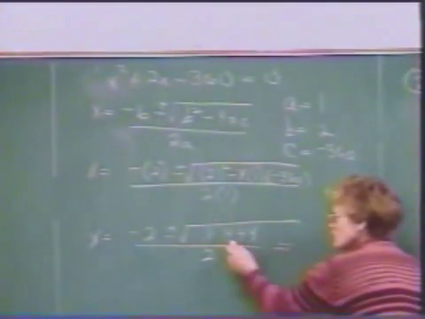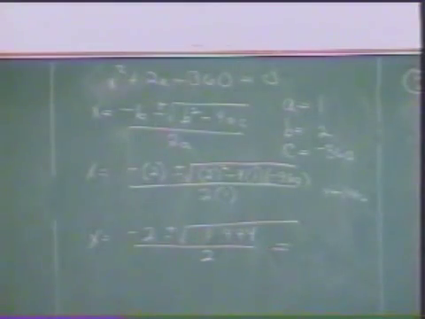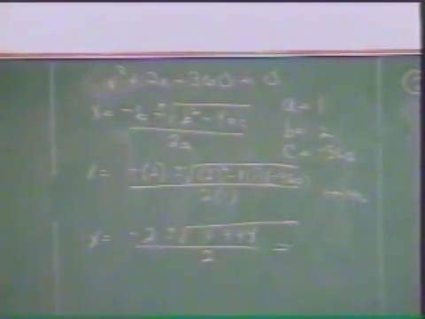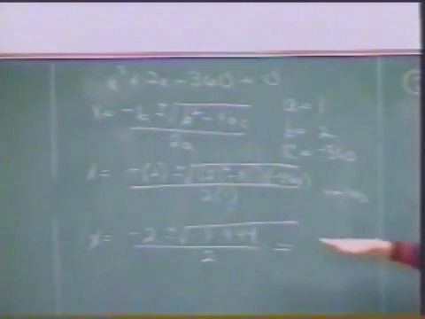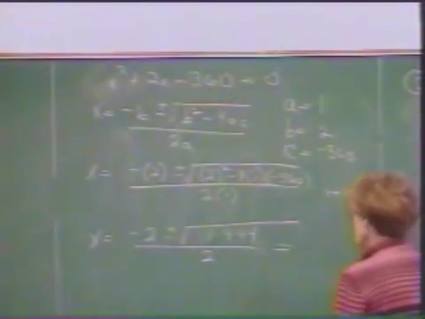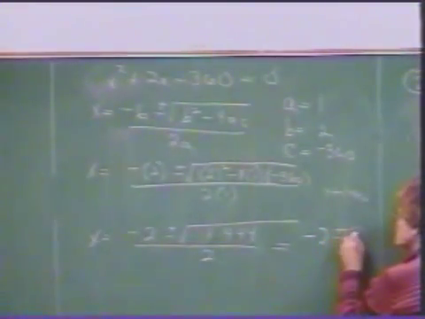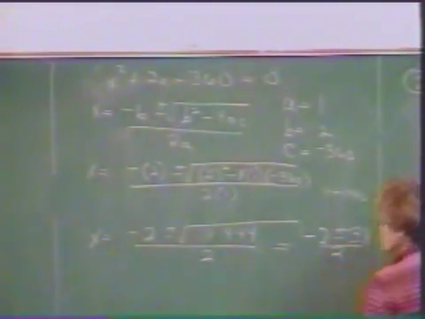Now, this should come out to be a perfect square. If that's not a perfect square, we messed up, because we're looking for consecutive even integers, and it's got to be an integer. So what is the square root of 1444? 38. So we end up with negative 2 plus or minus 38 over 2.